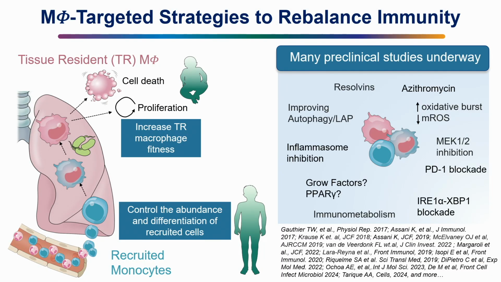So if I need to think about a therapy using macrophages to rebalance immunity, it really will depend on the stage of the disease, right? If it is the beginning of the disease, we need to make the tissue-resident macrophages more resilient, right? Increase their fitness and ability to deal with the initial infections. However, later on with the development of disease, probably those cells are no longer there. And so we need to find a strategy to make the recruited cells better phagocytes to fight the war, right?